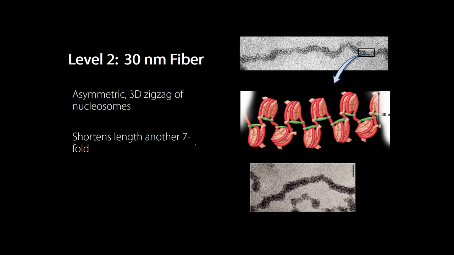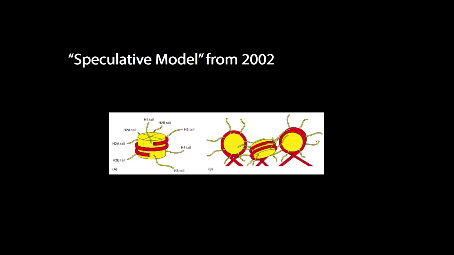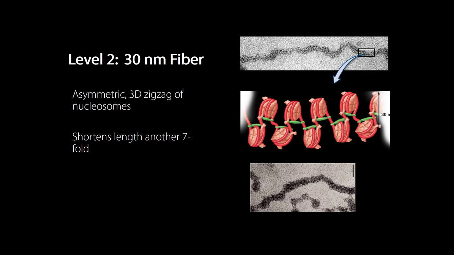What does it do? It further compacts the DNA. So if you take the beads on a string and then you tuck them away into the solenoid, its compaction is about sevenfold more dense. And so this here is 30 nanometers. That's why we usually call it the 30 nanometer fiber.